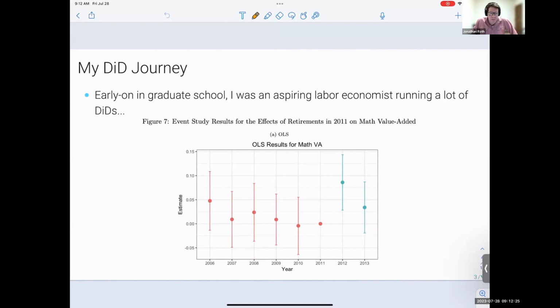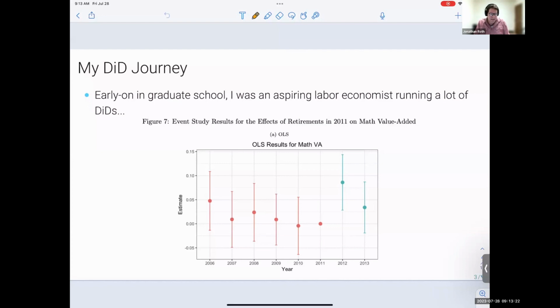As many labor economists do, I wound up running a bunch of difference-in-differences designs. In particular, I was working on a project about Wisconsin's Act 10, Scott Walker's big union reform. I was looking at how that impacted teacher labor supply and teacher quality. What I found was that around the time of Act 10, a lot of teachers in Wisconsin retired early. They wanted to lock in the retirement benefits that were collectively bargained before this union-busting reform went into place. Then I was trying to analyze the effects of these teacher retirements on student outcomes.